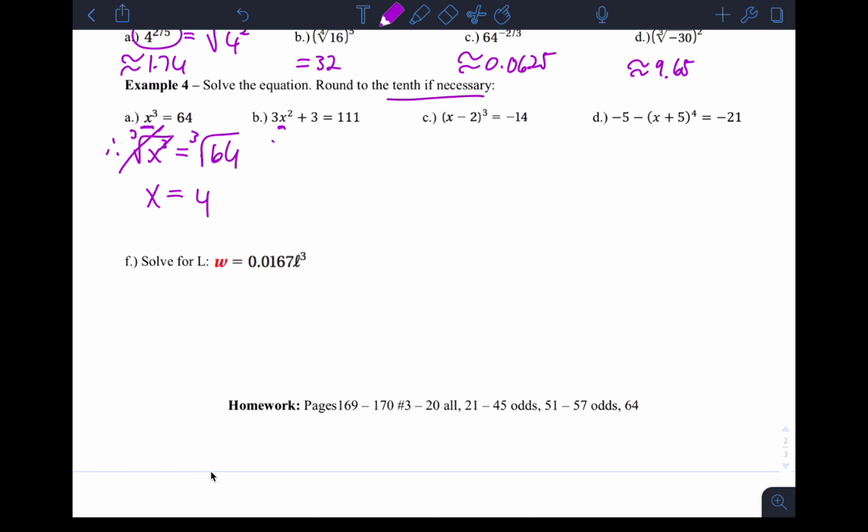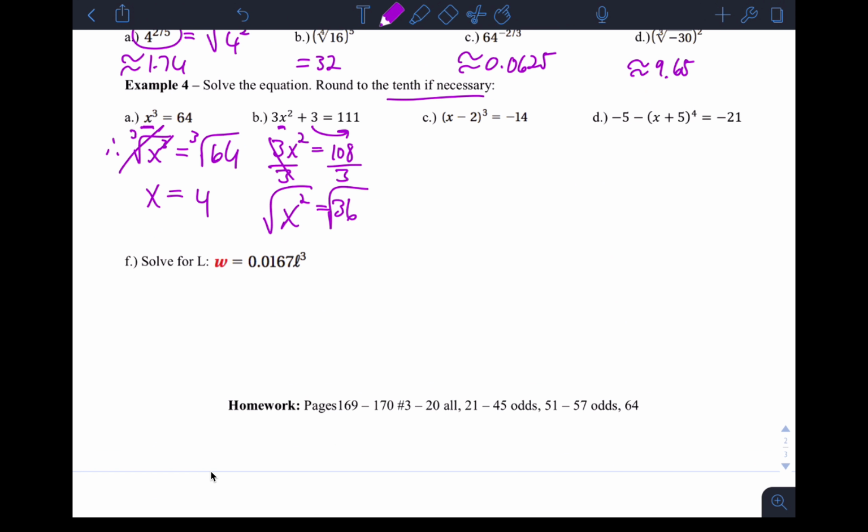So what we can do here is say 3x squared equals 111, and just subtract this out. So 111 minus 3 gives us 108. And then if we divide by 3 to isolate the x squared, we just get x squared equals 36. And now again, to solve this, just take the square root of both sides.